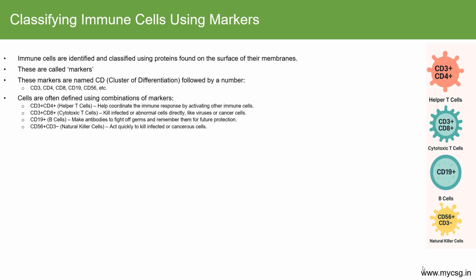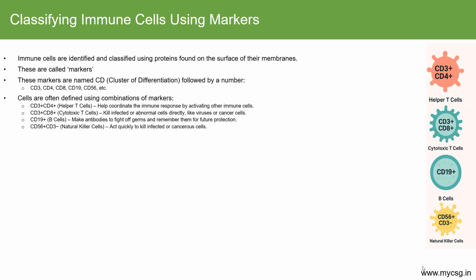For example, the cells which have the CD3 marker and also the CD4 marker are identified as CD3 plus and CD4 plus, and these are called helper T cells. These helper T cells coordinate the immune response by activating other immune cells. Similarly, we have cytotoxic T cells, which are CD3 marker positive and CD8 marker positive, and these kill infected or abnormal cells directly, like viruses or cancer cells. And we have B cells, which are CD19 marker positive, and these help make antibodies to fight off germs and remember them for future protection.